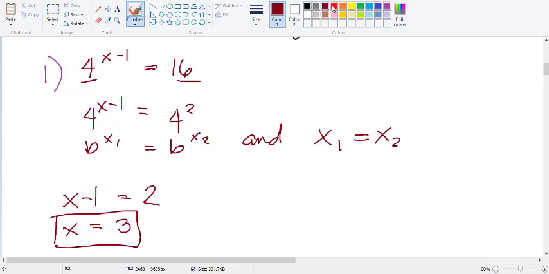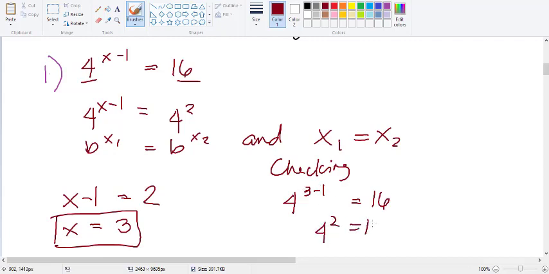How do we check? How do we know that what we are doing is correct? So, let's try to check. Let's just substitute the value of x. So, 4 to the 3 minus 1 is equal to 16. 3 minus 1 is what? 2. 4 squared is what? 16. 16 is equal to 16. Therefore, we are correct. Okay?